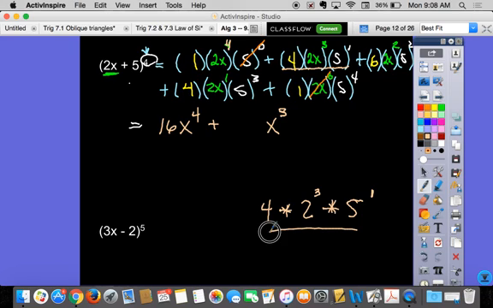You type this portion in your calculator, and we do 4 times 2 to the 3rd, which is 8. So if you did that part in your head, you got 4 times 8 times 5, and that's just 160. Okay. Then move on to the next one.